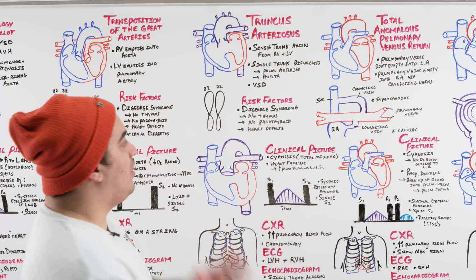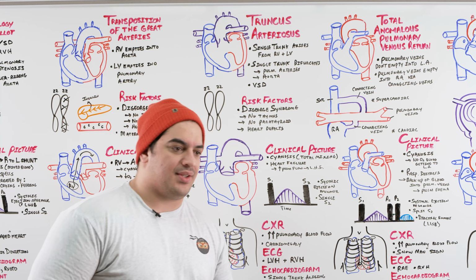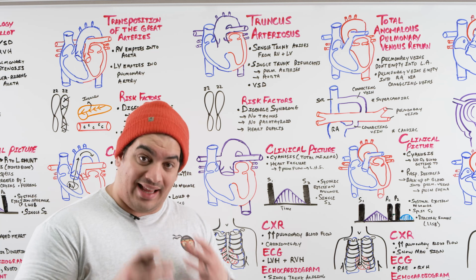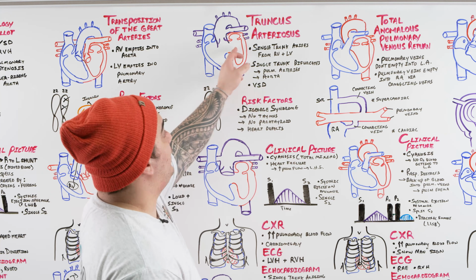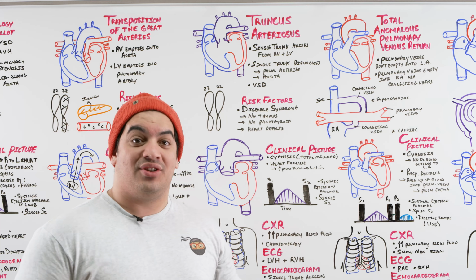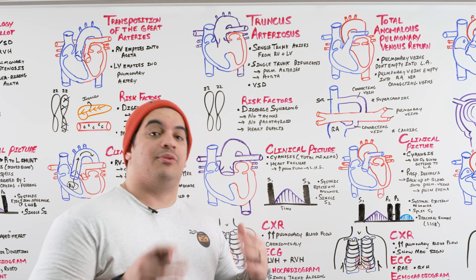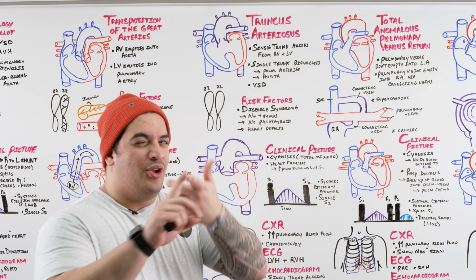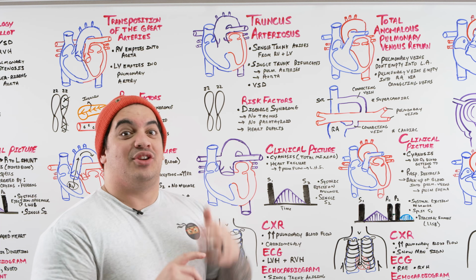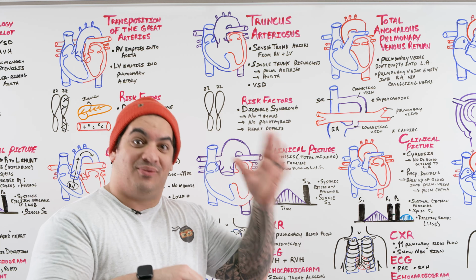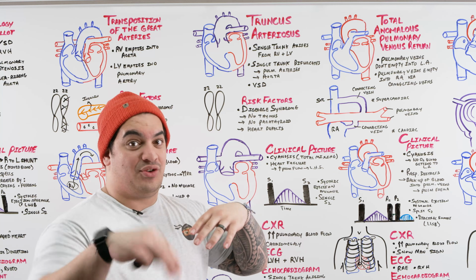All right, so the next one is Truncus Arteriosus. With Truncus Arteriosus, there is literally one single trunk that is emerging from both the right ventricle and the left ventricle. That's it. Truncus Arteriosus is a big old trunk emerging from the right ventricle and left ventricle. Tetralogy of Fallot: right ventricular hypertrophy, pulmonary stenosis, overriding aorta, and a VSD. For the transposition, you switch them, right? Right ventricle going into the aorta, left ventricle going to the pulmonary trunk.